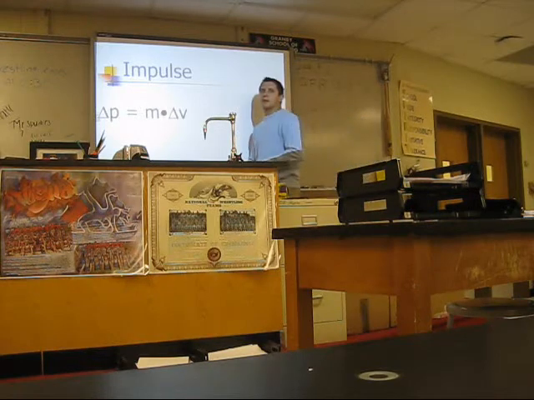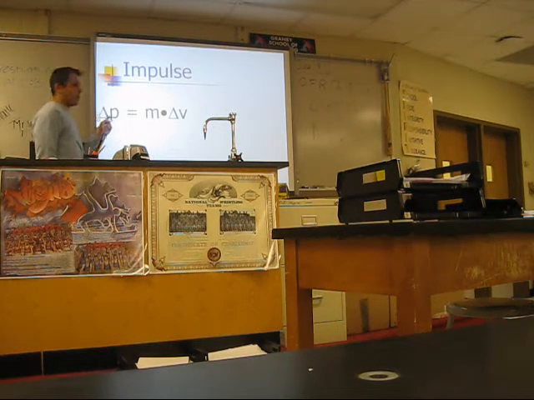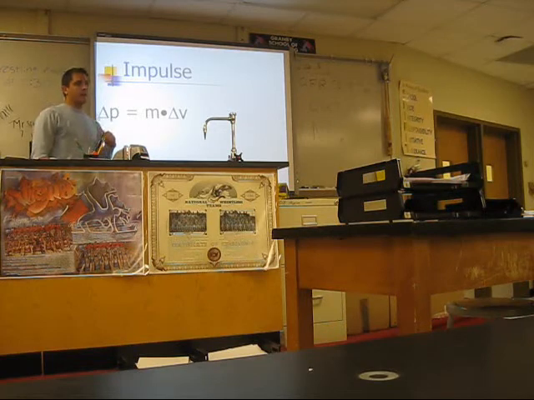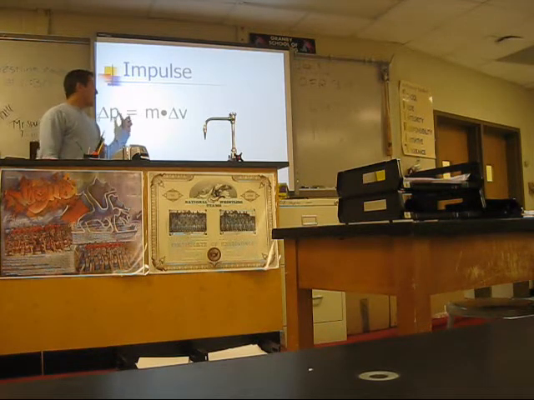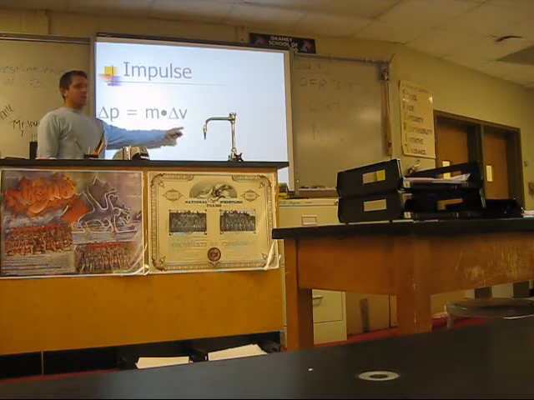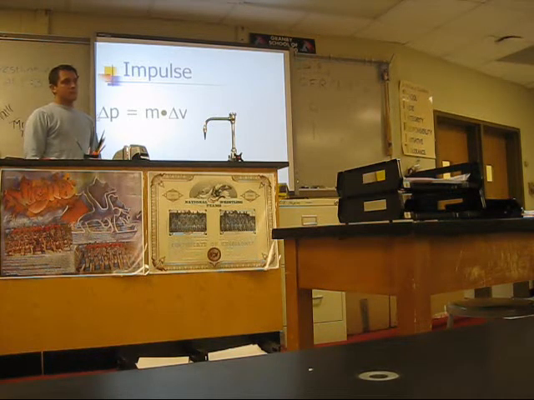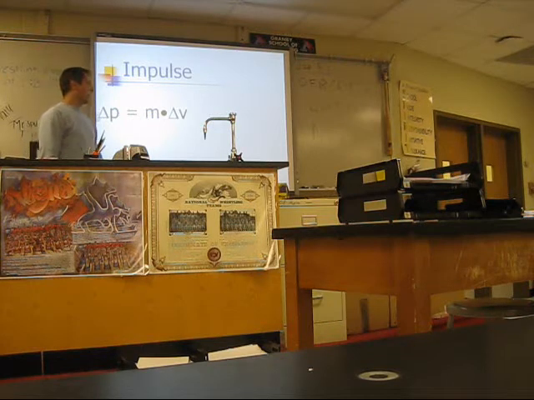We'll write impulse is triangle, which is also called delta, delta P. This is what impulse is. We don't use the letter I, we use delta P, which means the change in momentum. The triangle means the change in momentum, because we already used the letter P for momentum. So the change in momentum, or impulse, is equal to mass times the change in velocity. So far, so good? Okay.